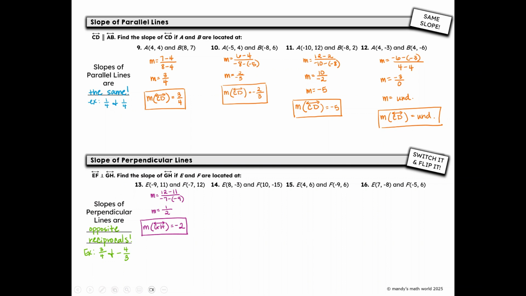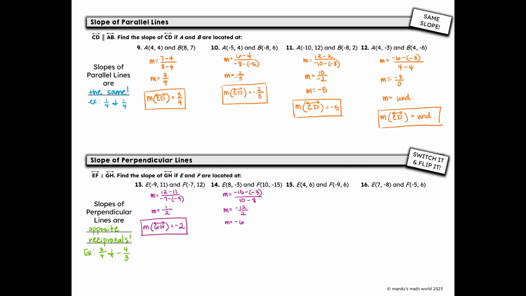I'm going to plug those points into my slope formula. -15 minus -3 over 10 minus 8. I'm going to simplify it, and I get -12/2. Simplified further, I get -6.